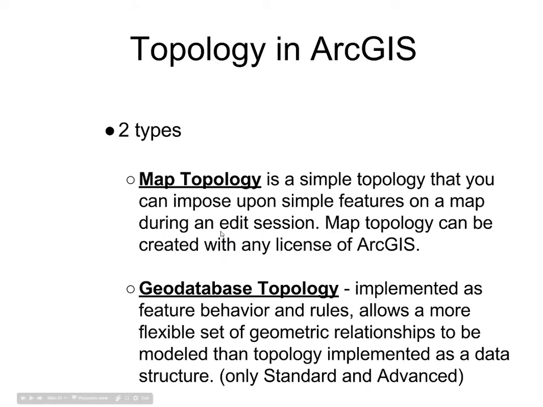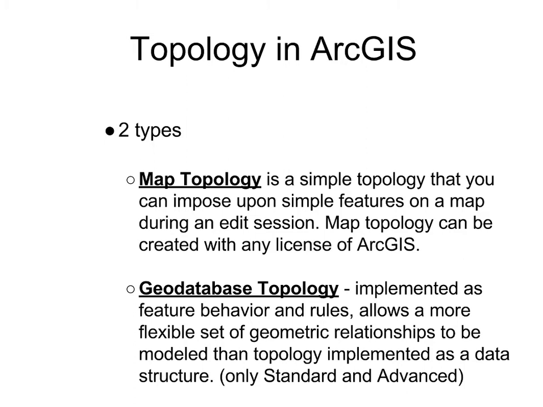So there are two types of topology in ArcGIS. Map topology is a simple topology. It is imposed on simple features during an edit session. Map topologies can be created with any license of ArcGIS.